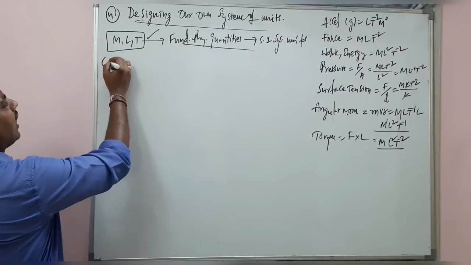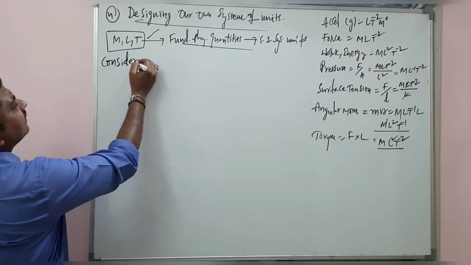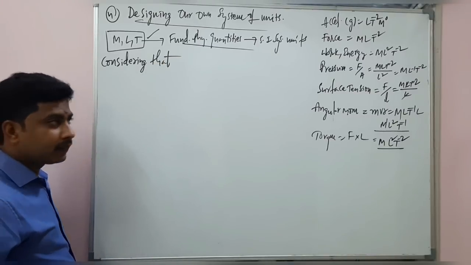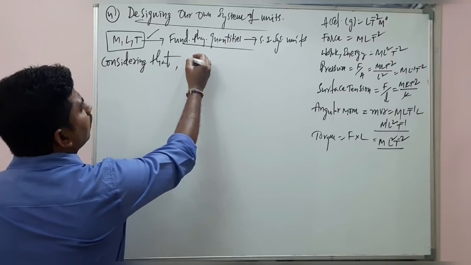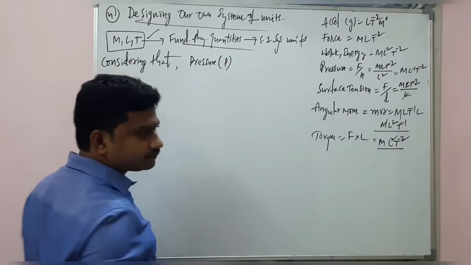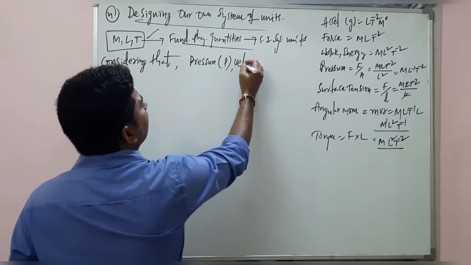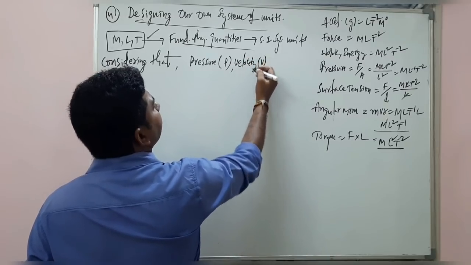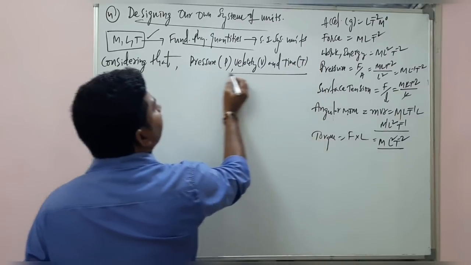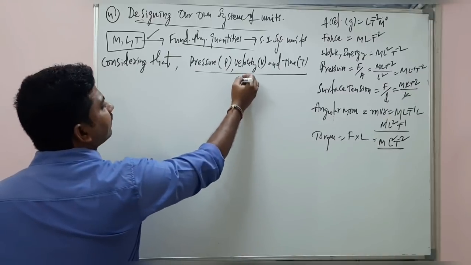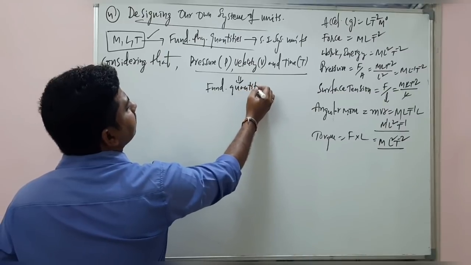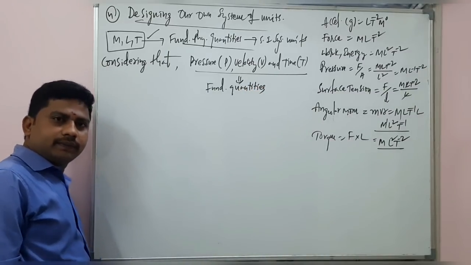What I am going to do is, I am considering carefully that pressure, denoted with the symbol P, velocity, denoted with the symbol V, and time, denoted with the symbol T, are fundamental quantities, right? So these are my fundamental quantities.